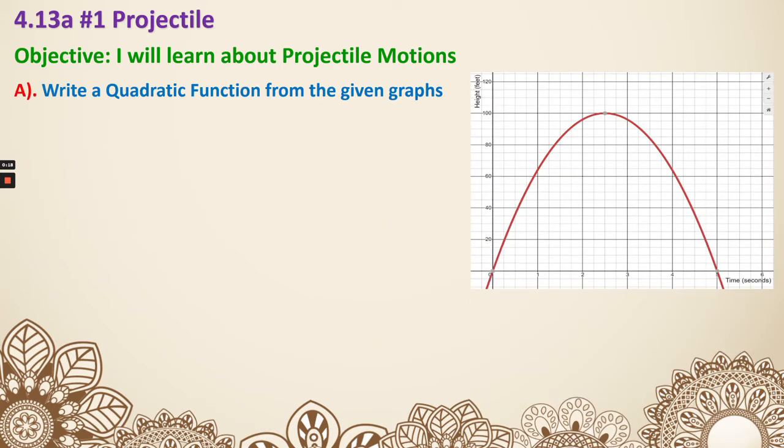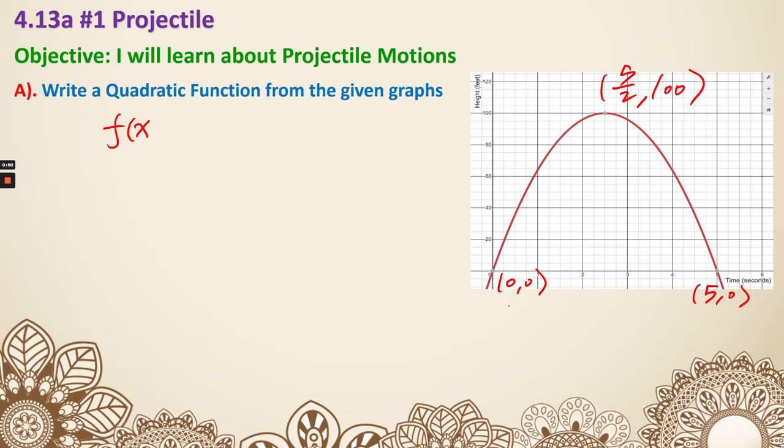So question A, write a quadratic function from the given graph. You should be able to tell the x-intercepts here: we have (0, 0), and then here we have (5, 0). As for the vertex, we have (2.5, or 5 over 2, 100). I can set it up as x-intercept form, or you can set it up as vertex form either way. I suggest you pause here and try to work it out by yourself, since this is something we have learned before.